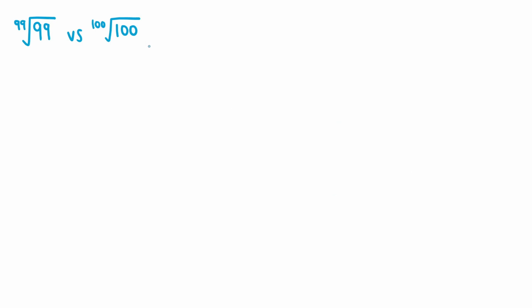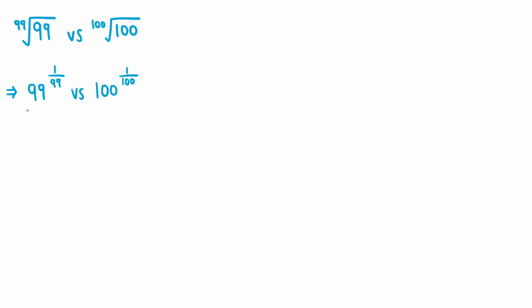So which is the larger expression? The 99th root of 99 or the 100th root of 100? If we observe the two expressions, we can see that the 99th root of 99 has the smaller base but the larger exponent, since the 99th root means an exponent of 1 over 99 and the 100th root means an exponent of 1 over 100. So the 99th root of 99 has the larger exponent.